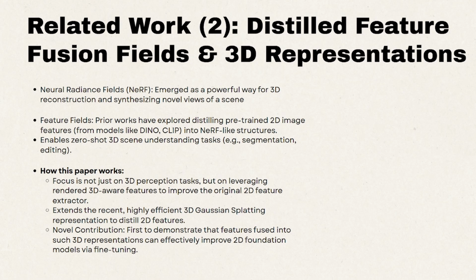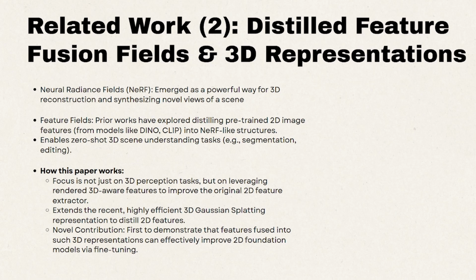Secondly, we look at the area of distilled feature fields. Neural radiance fields, or NeRFs for short, have revolutionized 3D scene representation, allowing for high quality 3D reconstruction and the ability to generate new views of a scene. Building on this, researchers have started distilling features from pre-trained 2D models into these 3D fields, enabling impressive zero-shot 3D understanding capabilities without needing new labels.